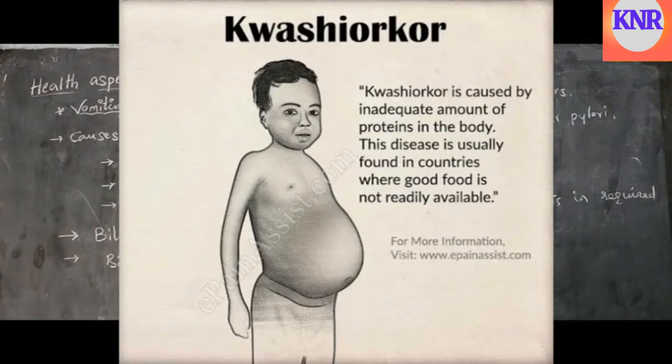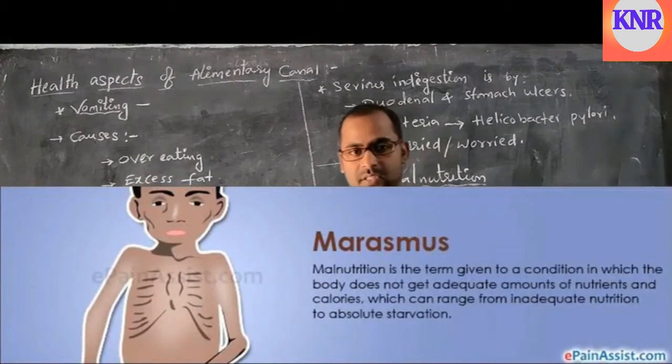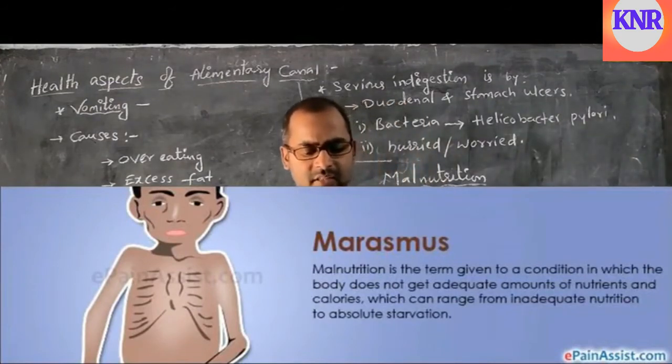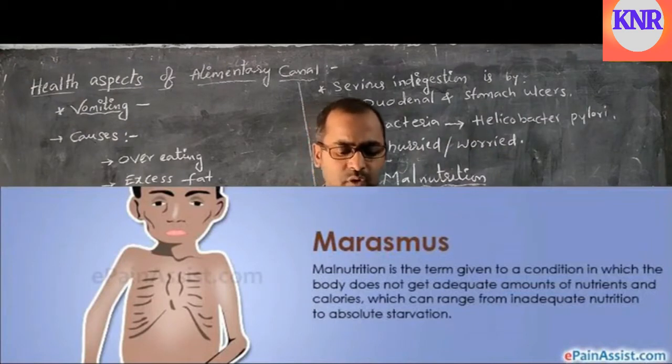If there is a deficiency of proteins, then muscle development will not be there. Swollen legs, fluffy face, difficulty eating, diarrhea, and dry skin are the symptoms of these diseases, right? And next, Marasmus disease. Marasmus disease is due to the deficiency of both proteins and calories.